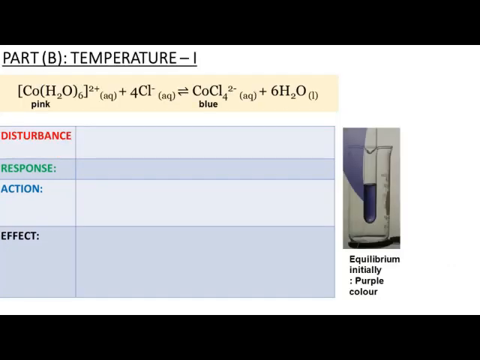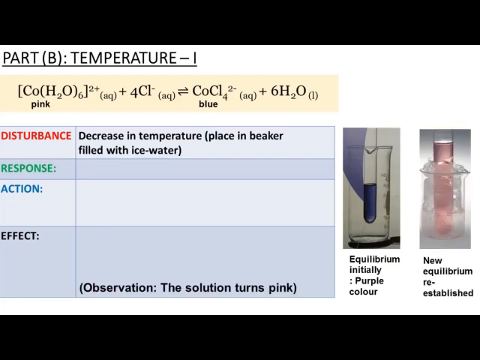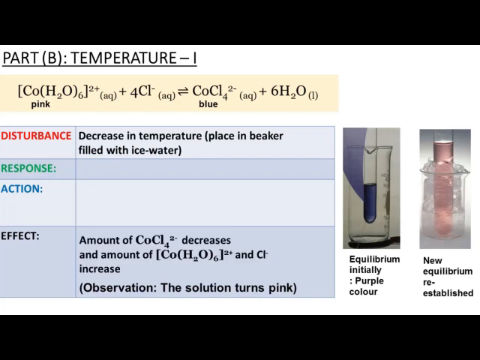The equilibrium system is purple in color. When the equilibrium system is placed in the ice bath, the solution turns pink. What does this imply? It means that when the equilibrium system is disturbed by lowering the temperature, more hexaaquacobalt(II) complex ion, which is pink in color, is being produced. Hence, the equilibrium position is shifting to the left.